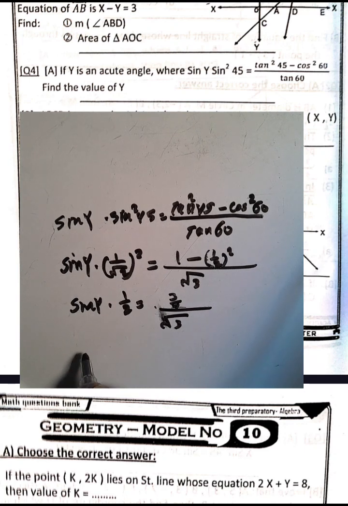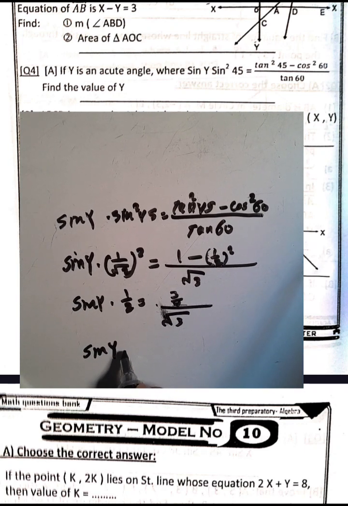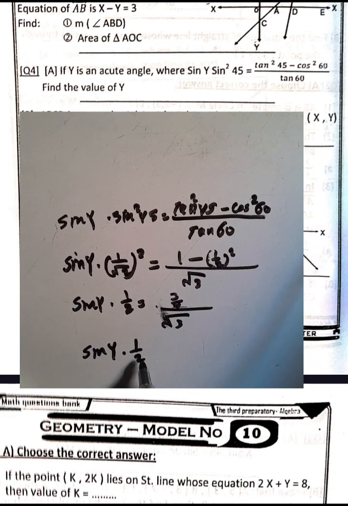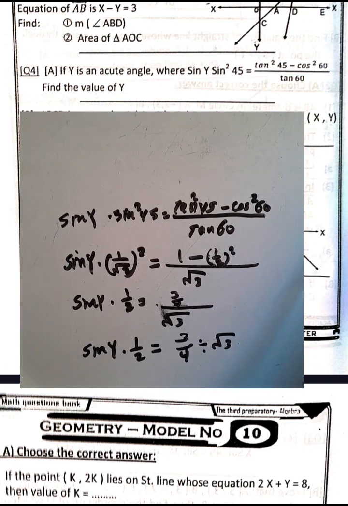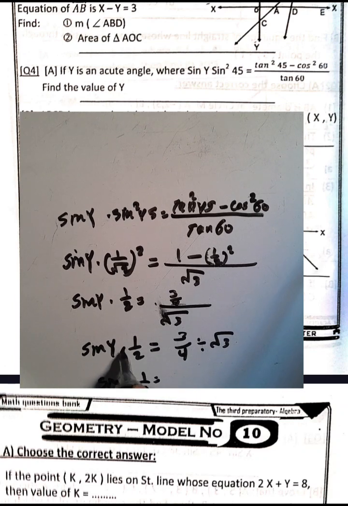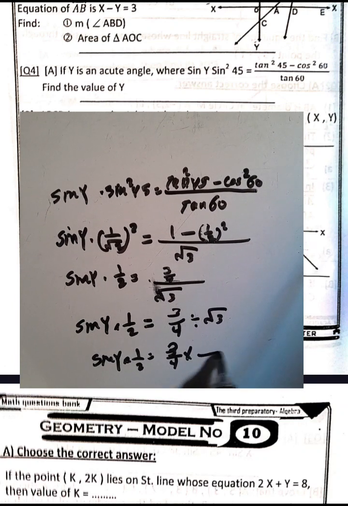Then sine y product by half equals 3 over 4 divided by root 3. Then sine y product by half will be equal to 3 over 4 product by 1 over root 3.